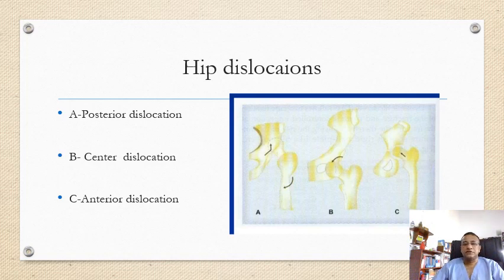Next dislocation, hip dislocation. There are 3 types of hip dislocation. Commonest type is posterior dislocation, then central dislocation, and anterior dislocation. Central dislocation is also like anterior dislocation. So in posterior dislocation, what will happen? Femoral head gets dislocated and it is pushed backward, posteriorly, from the acetabulum. And in anterior dislocation, it comes forward from the acetabulum.